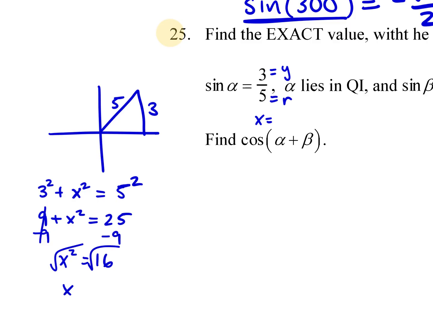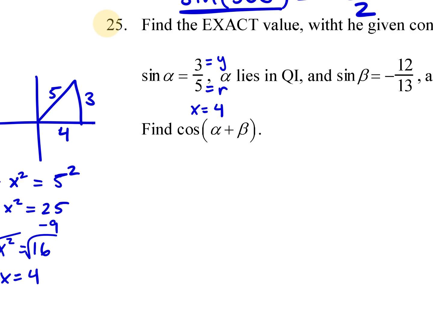X equals what? 4. Is it positive 4 or negative 4? How do we know that it's positive 4? Because it's in quadrant 1. Our X is going to the right, so our X has to be positive. So in our alpha triangle, in our A triangle, we have X equals 4, Y equals 3, and R equals 5.